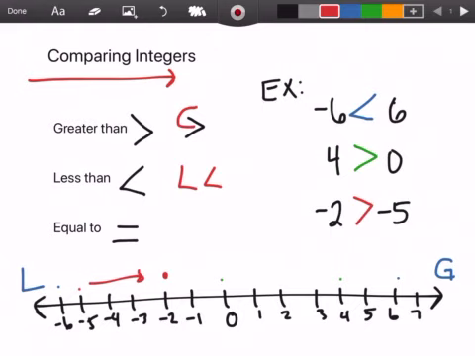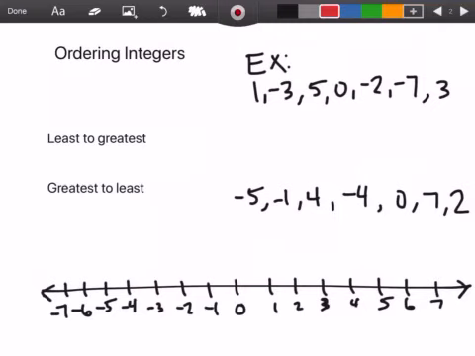You can also think about it: -2 is closer to 0, and -5 is further away from 0. So the closer to 0 you are, as a negative, the greater your value, because you're almost to the positives.